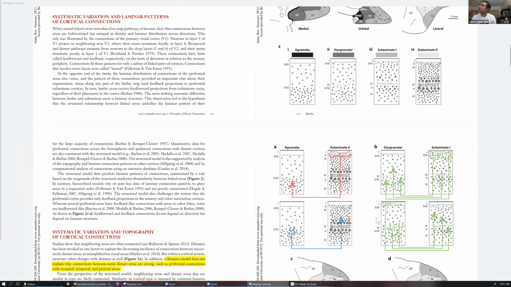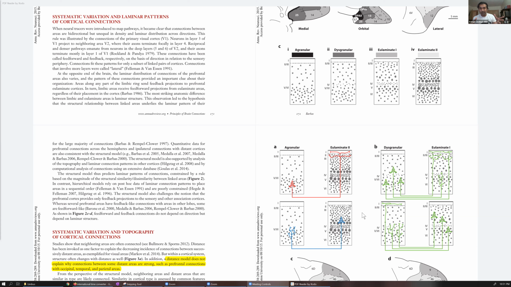But the really cool thing is that you can look at pairs of cortical areas. You can't predict whether they're connected, but if they are connected, you can actually say something about the qualitative laminar pattern. And that's the structural model. The structural model, I wish the name was a little bit more descriptive. So I think of it as the structural analogy model. And this is the analogy: as V1 is to V2, so 32 is to 46. Sorry, so 46 is to 32.